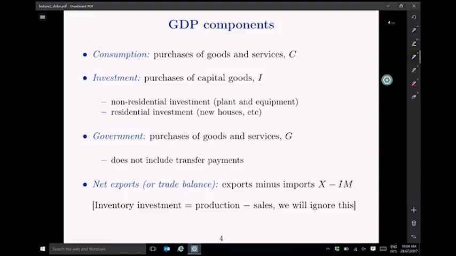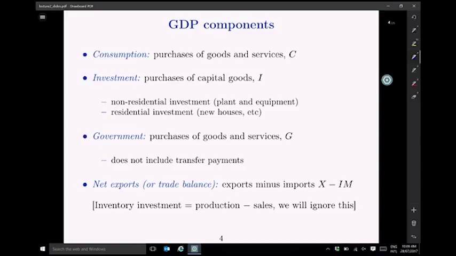The third component is, say, if the government builds a new hospital or builds a new freeway, all this type of expenditure belongs to government purchases or government spending. Here, it refers to the part of goods and services purchased by the government. So that's the third component of GDP.